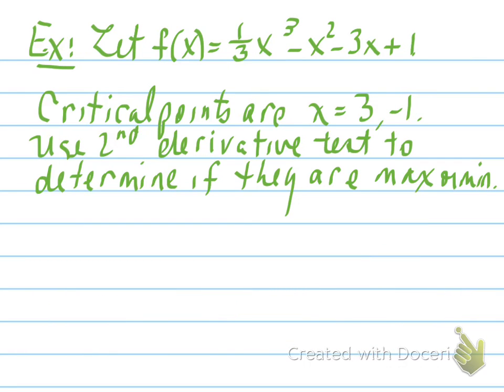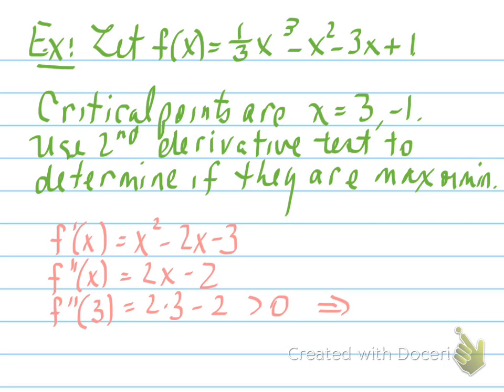So let's see how. This is your example from the last video. F of x equals 1/3 x cubed minus x squared minus 3x plus 1. And what we know from the first video is that the critical points are x equals 3 and x equals negative 1. So I'd like you to use the second derivative test to determine if they are maxima or minima. We already know the answer, but let's just see that the second derivative test gives us the same results. So I take the first derivative, x squared minus 2x minus 3, differentiate that to get the second derivative, which is 2x minus 2.